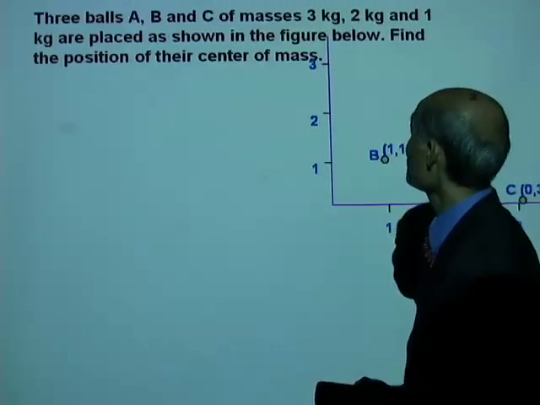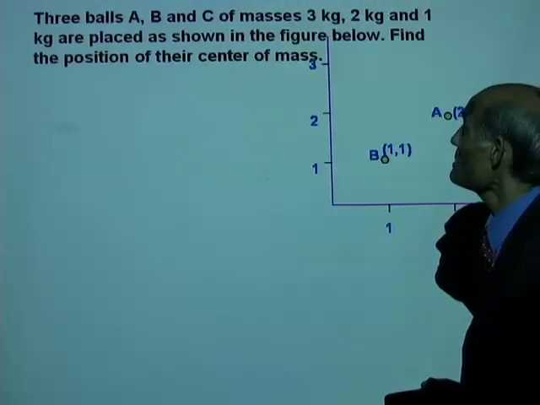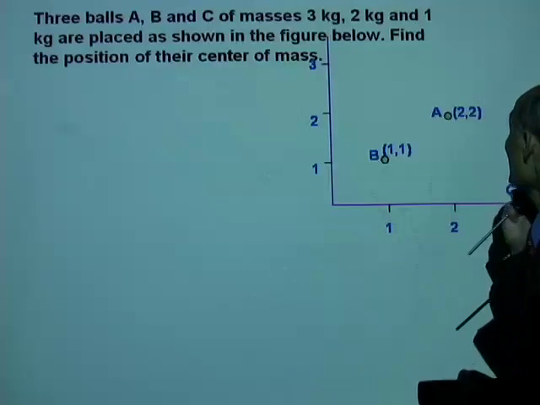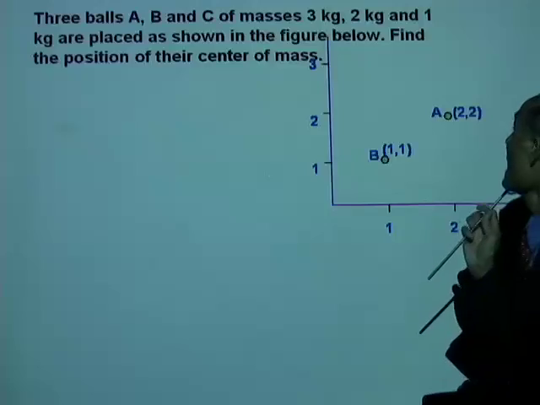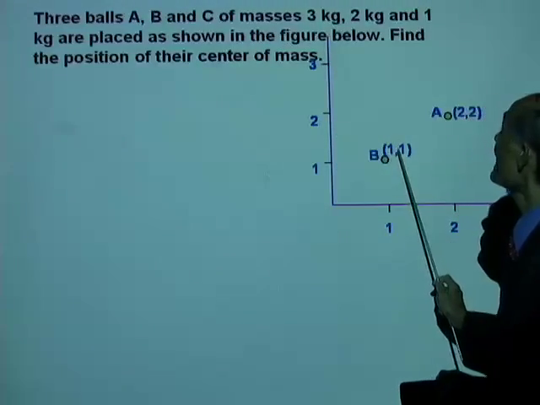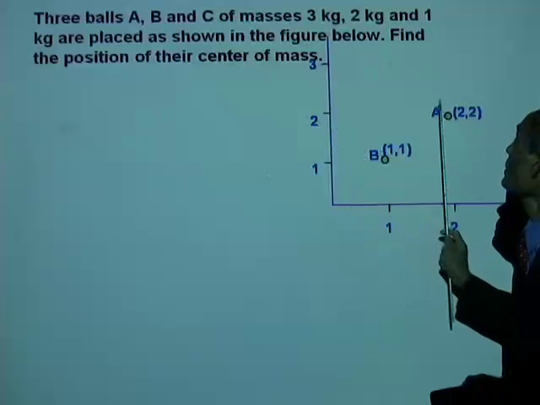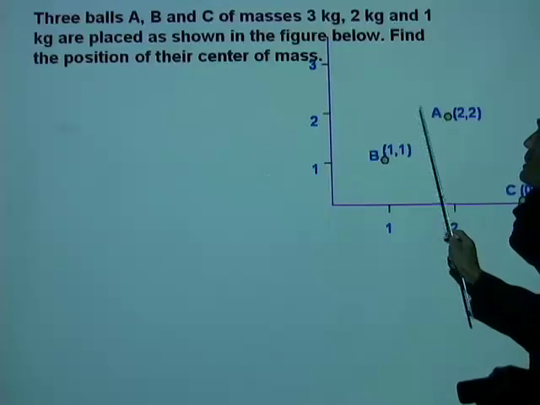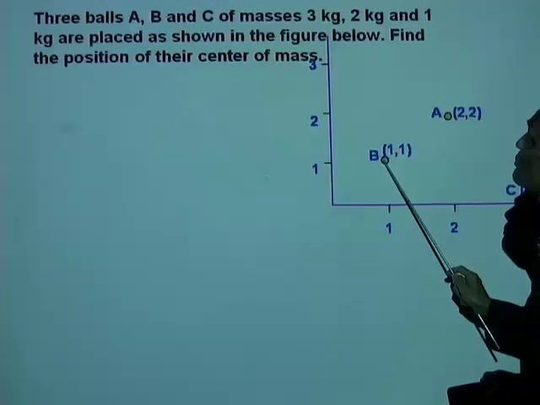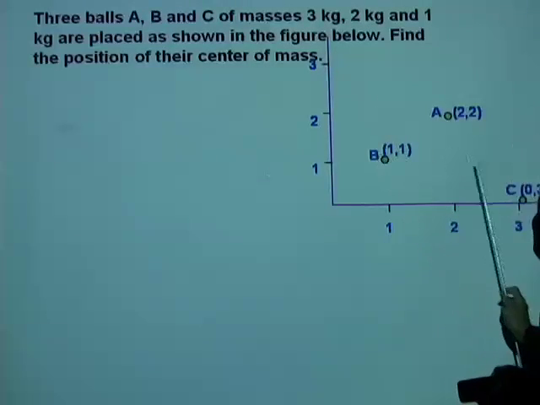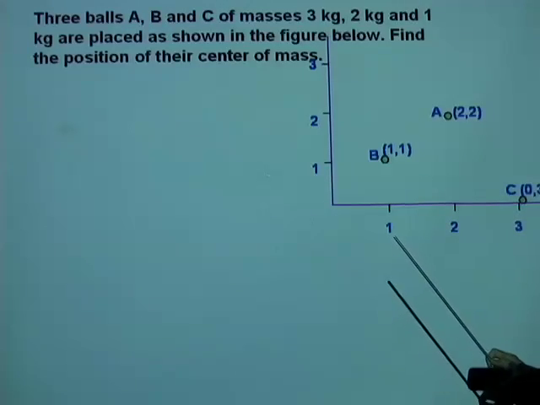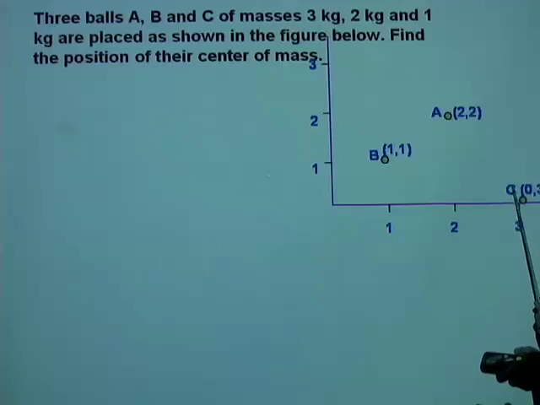We now have 3 balls A, B and C of masses 3 kilogram, 2 kilogram and 1 kilogram placed as shown in the figure. So this is A, which is 3 kilogram, this is B, which is 2 kilogram, and C is our 1 kilogram. I hope you can see that.